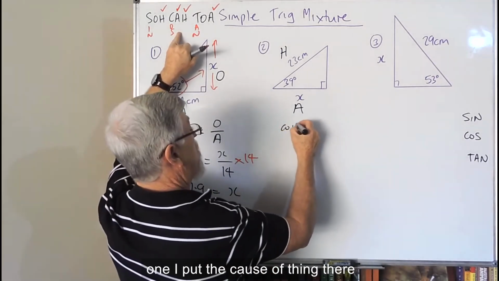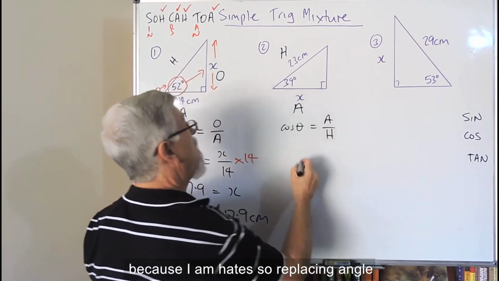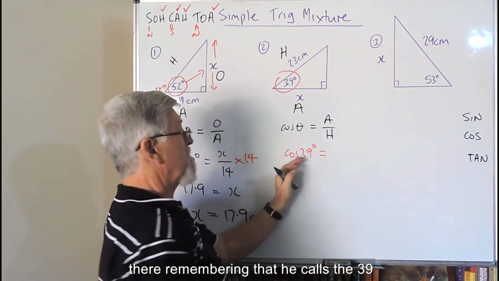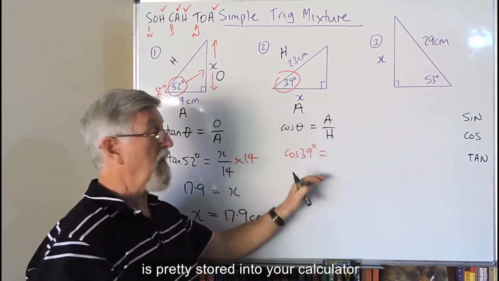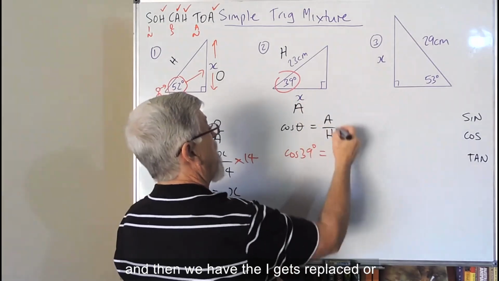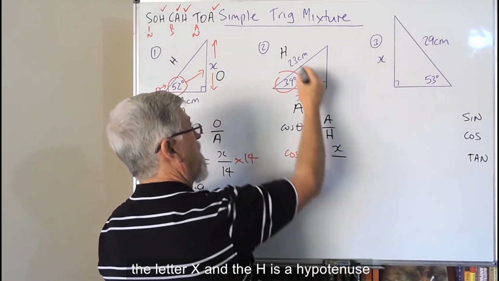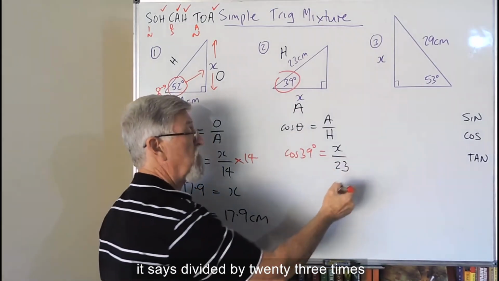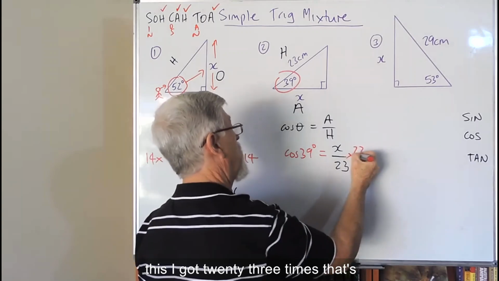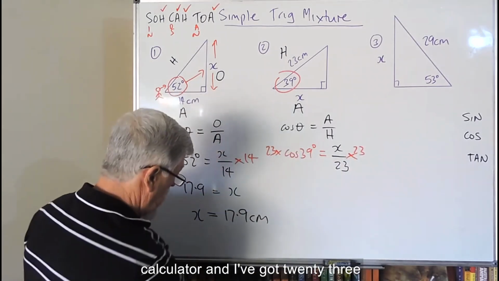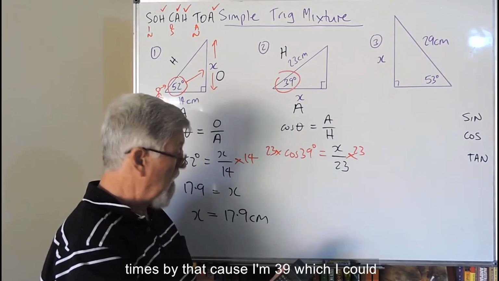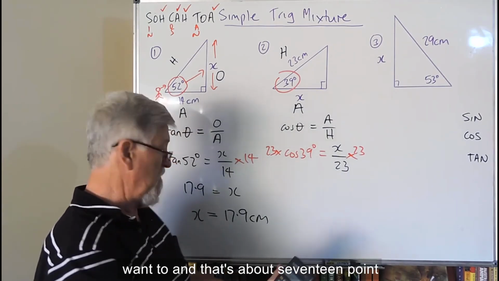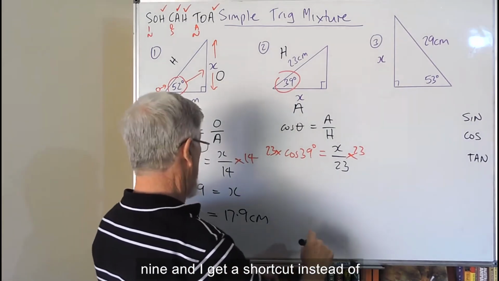So on this one I'd put cos of theta equals A over H. Replace the angle there, remembering that the cos of 39 is pre-stored in your calculator. Then the A gets replaced by the letter x, and the H, the hypotenuse, is replaced by 23. How do I solve an equation when it says divide by 23? If I times this side by 23, I times that side by 23. I pick up my calculator and I've got 23 times the cos of 39, which I could have worked out previously, but I don't want to. And that's about 17.9.